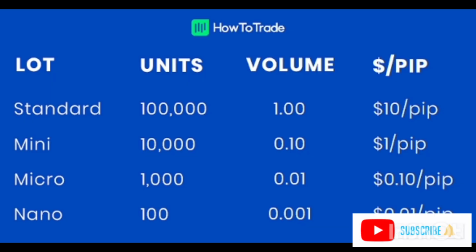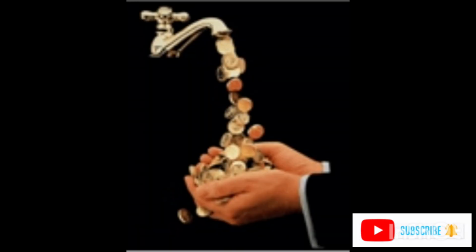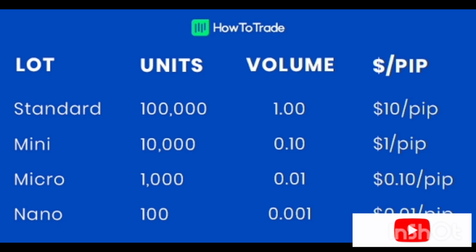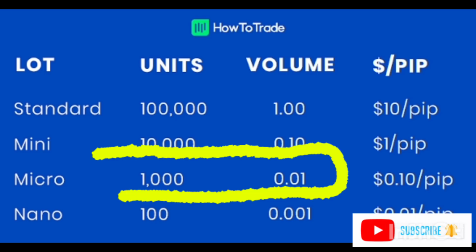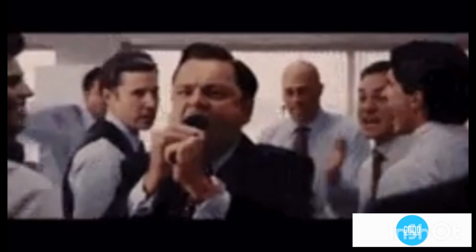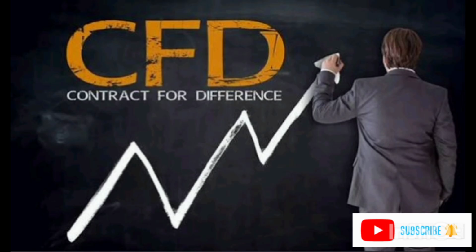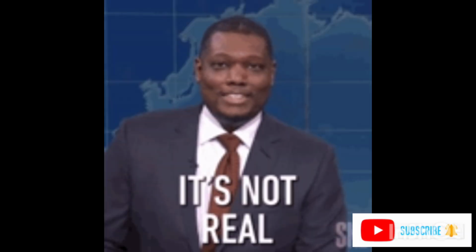These lot categories were introduced over time to increase participation and improve liquidity in CFD trading. First came mini lots, but the volume was still low. Then micro lots were introduced, which brought even more traders into the market. Remember, in CFD trading, this is not the real market. You are not exchanging actual assets.